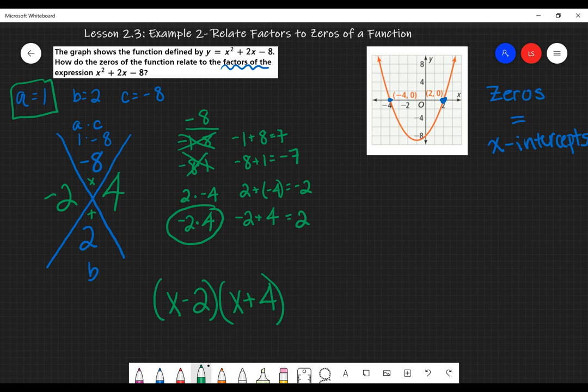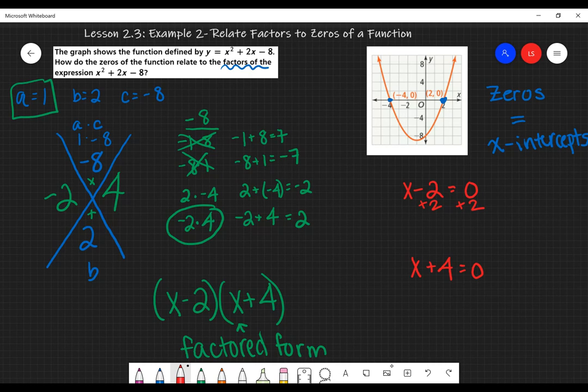So they want to know, how do the zeros of the function relate to my two factors? So here's factored form. Now the way we find the actual zeros of the equation is by setting each of my parentheses equal to 0. So I have x minus 2 equals 0 and x plus 4 equals 0. And now we're just going to solve for x. So in our first parentheses, we just add 2 to both sides, and we get x equals +2.